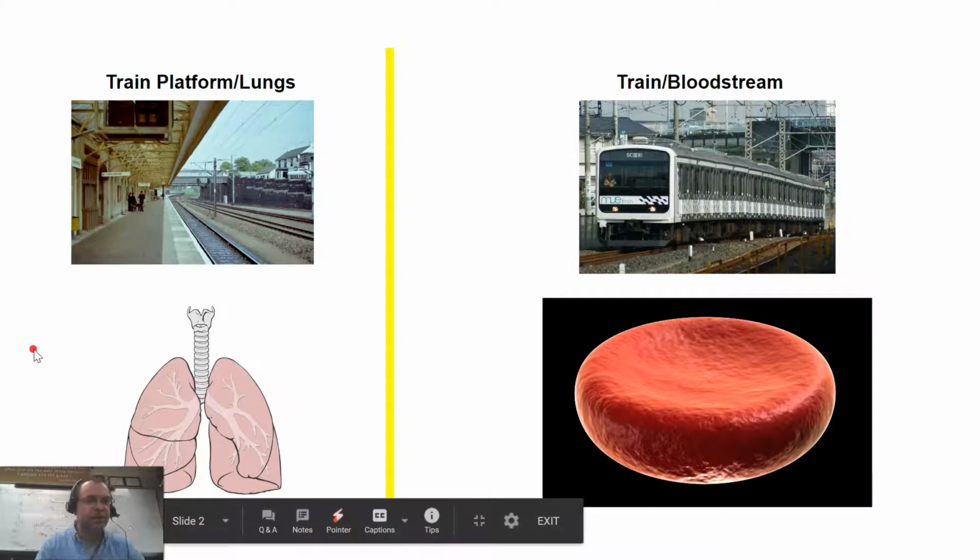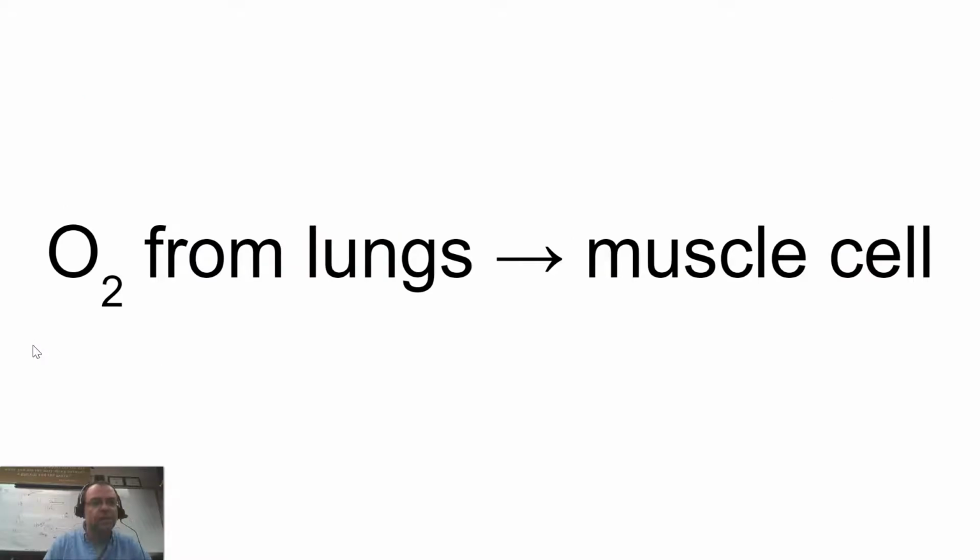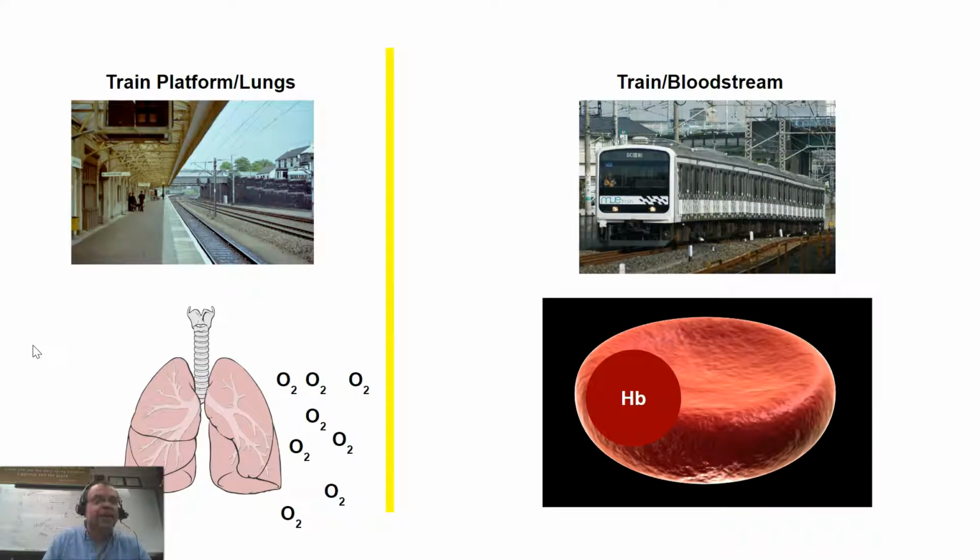The lungs are going to be the train platform, and the bloodstream is going to be the actual train, specifically the red blood cell. So how do we get oxygen from the lungs all the way down to the muscle cell? When we inhale our breath, we have a high concentration of oxygen. The concentration is higher than the concentration of oxygen in the red blood cell. So oxygen is going to diffuse down its concentration gradient and bind with a protein called hemoglobin that's in the red blood cell and form oxyhemoglobin.